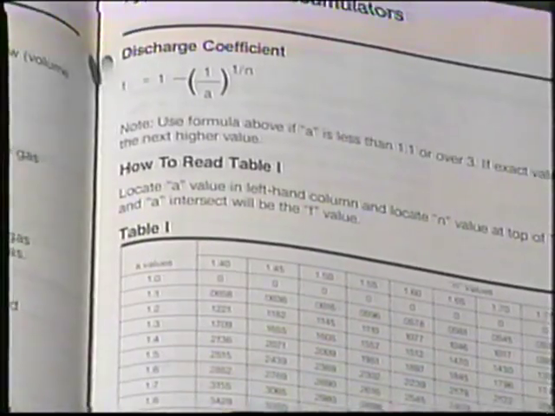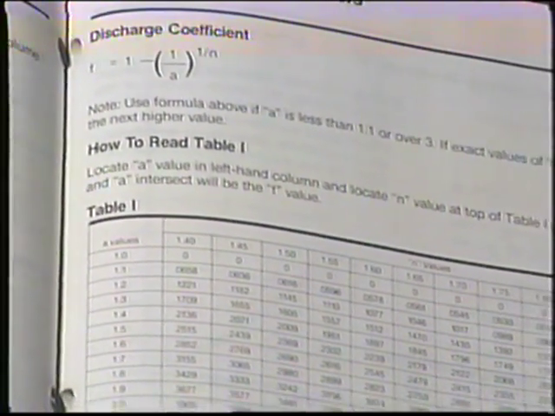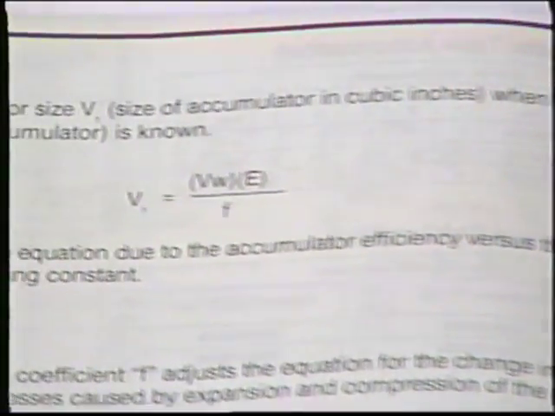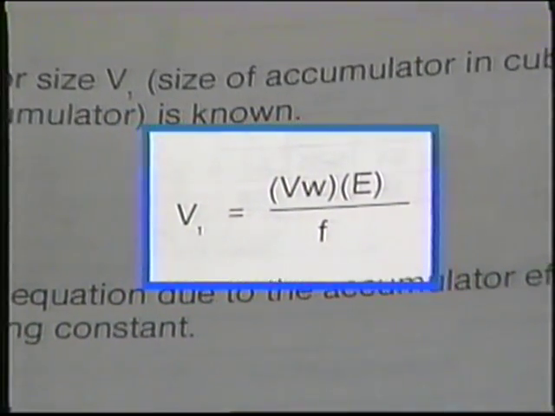The other factor that affects accumulator performance is the pressure of the pre-charge. Charts are available which roughly indicate the change in usable volume as a result of changes in pre-charge pressure. However, equations are usually used to determine the appropriate pre-charge.